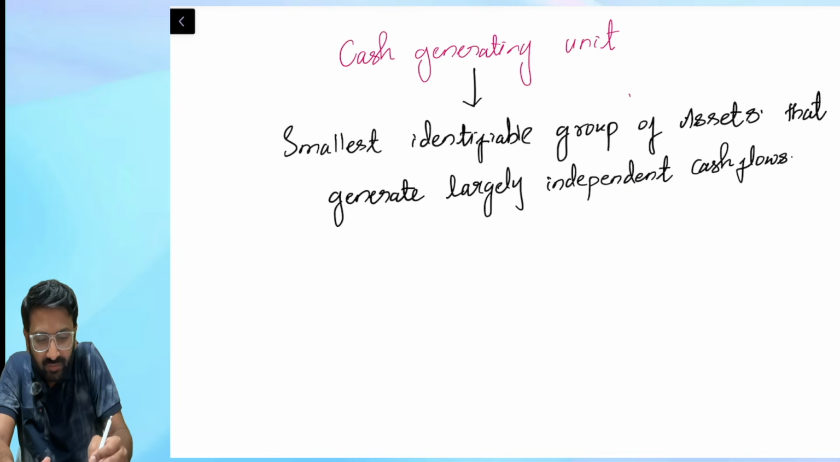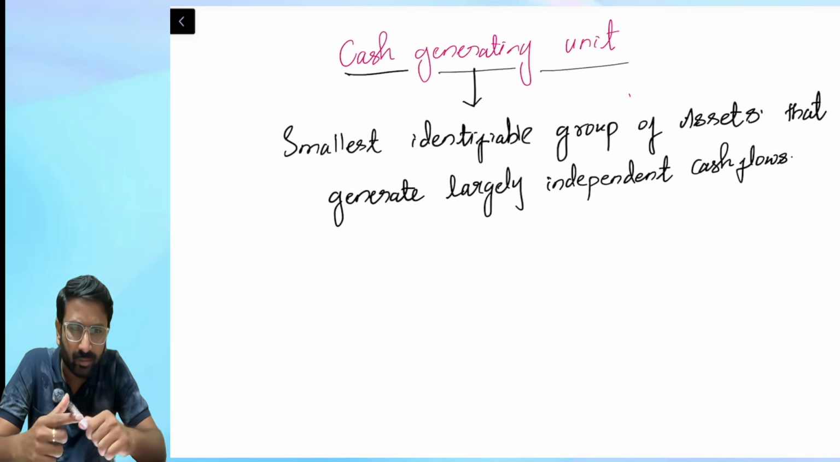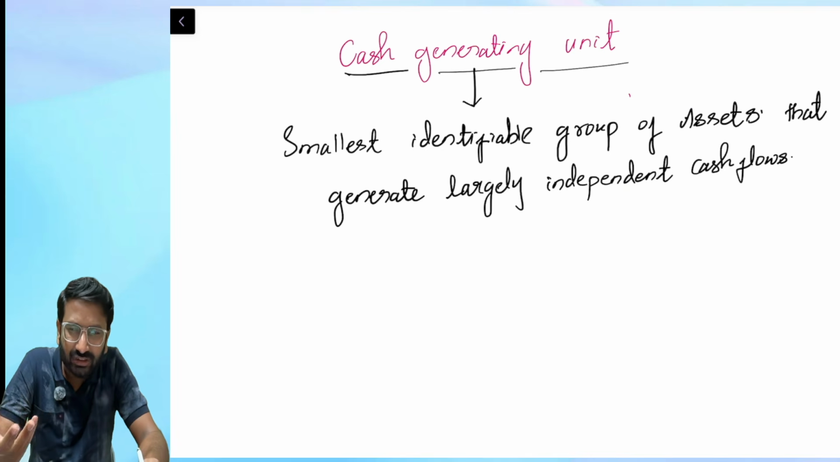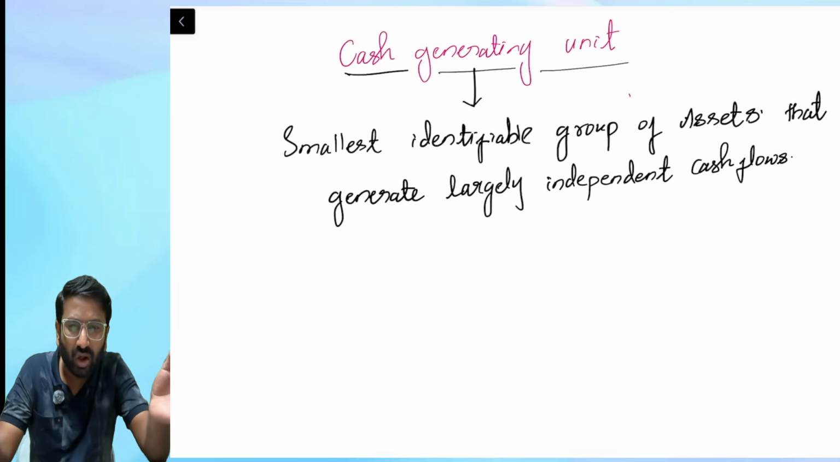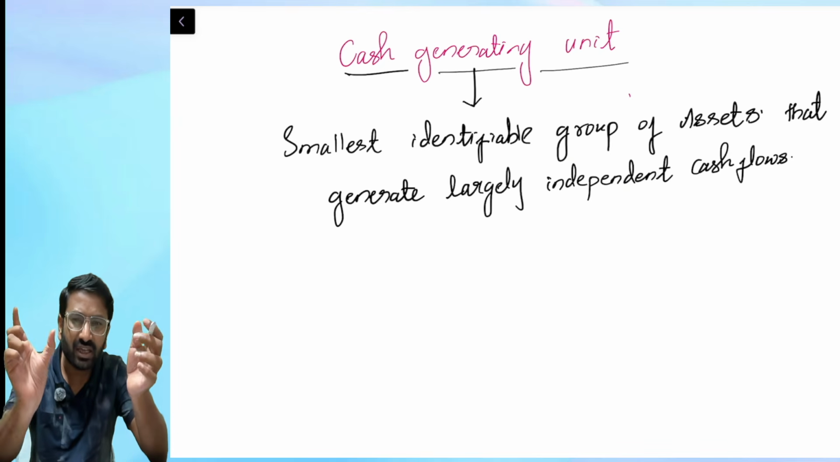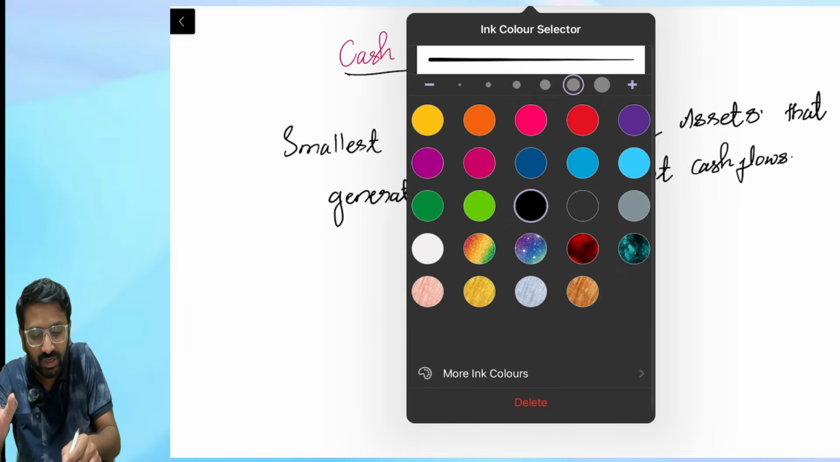The next topic of Ind AS 36 is cash generating unit. Now, what is the meaning of this cash generating unit? Let us say I'm running an academy. To generate cash flows, I'm using multiple assets together. Let's say I'm using one laptop, one iPad, some mic. I'm using all the assets together to generate cash flows. This entire group of assets which is used together is what we call a cash generating unit.